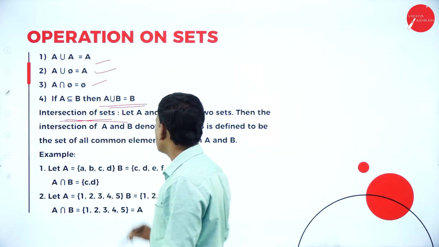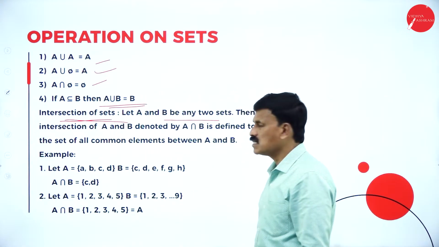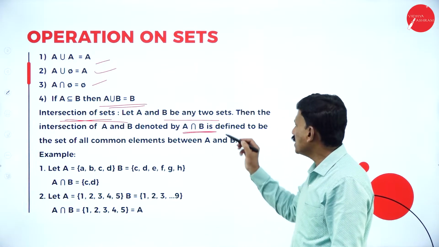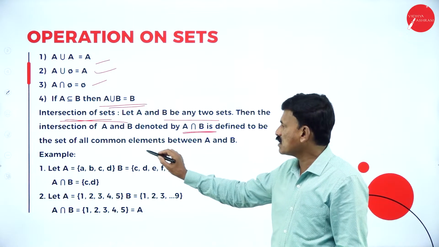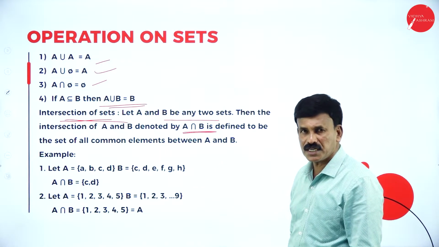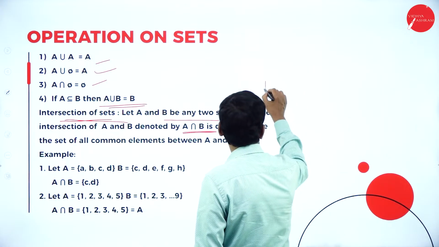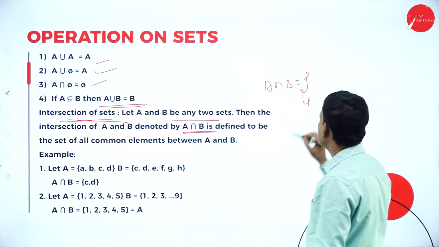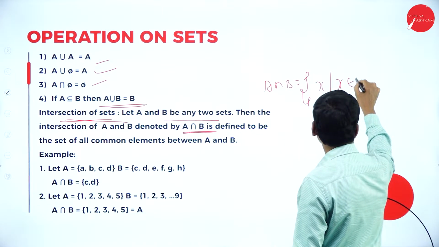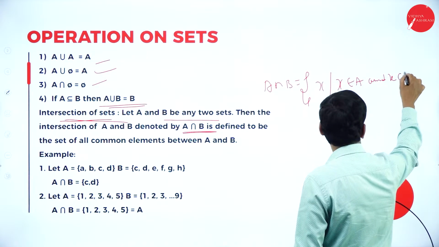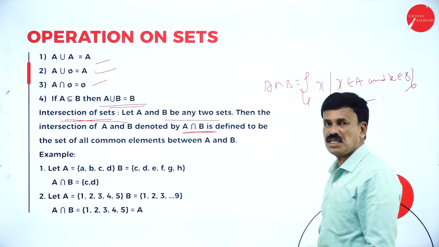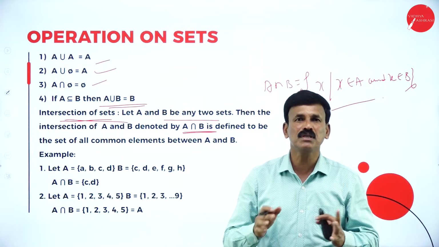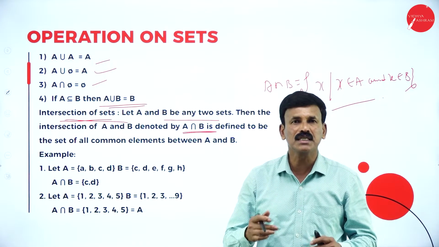So, what is the intersection of sets? Let A and B be any two sets. Then the intersection of A and B is denoted as A ∩ B, and is defined to be the set of all common elements between A and B. That is, A ∩ B = {x such that x belongs to A and x belongs to B}. All the elements which belong to both A and B, that is nothing but the common elements. All the common elements in A and B come under a set that is called the intersection of sets.